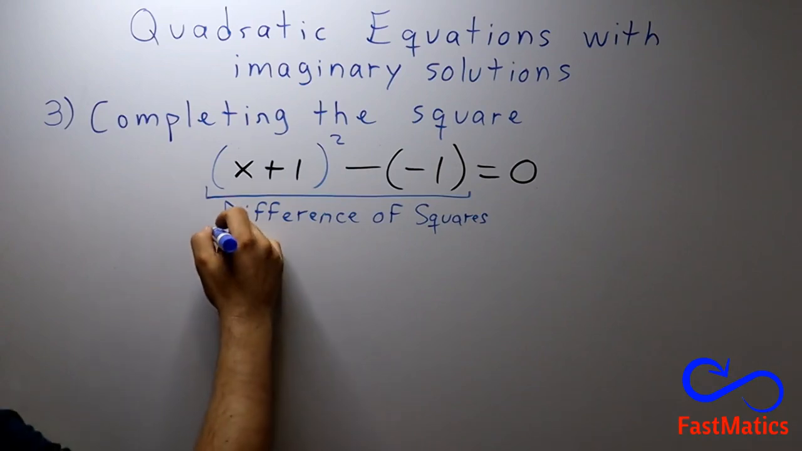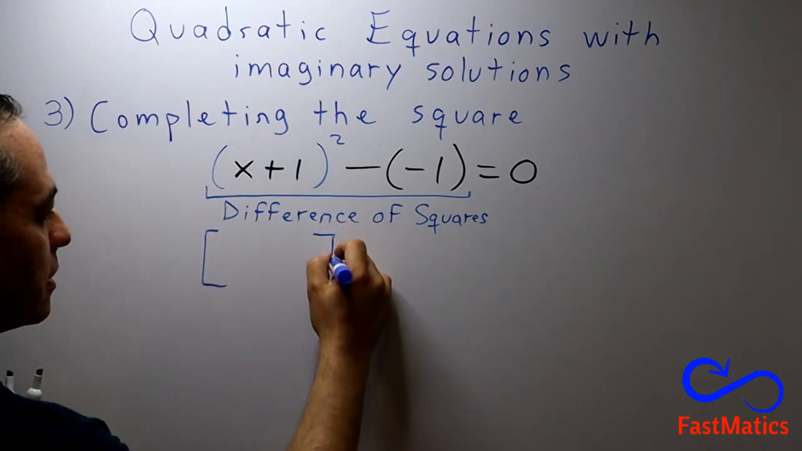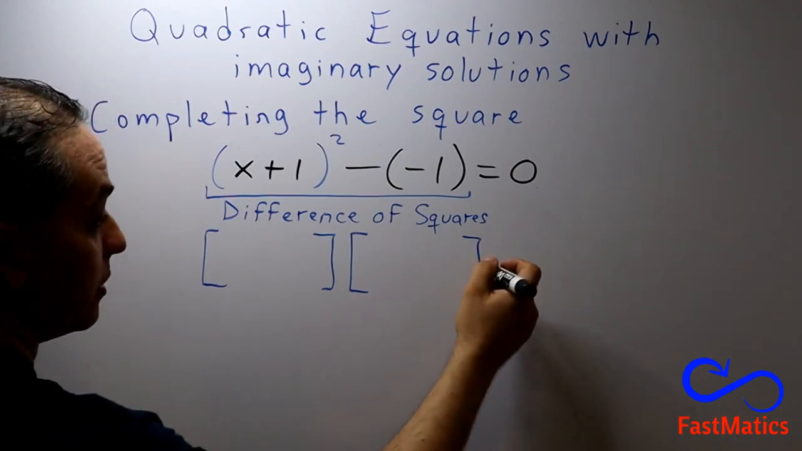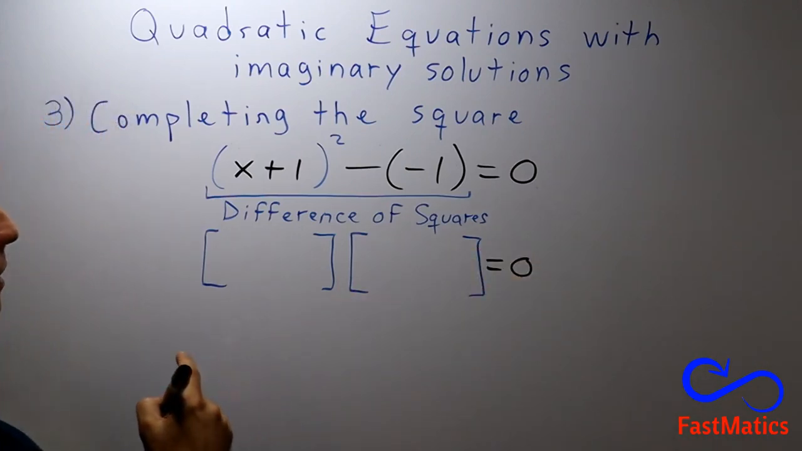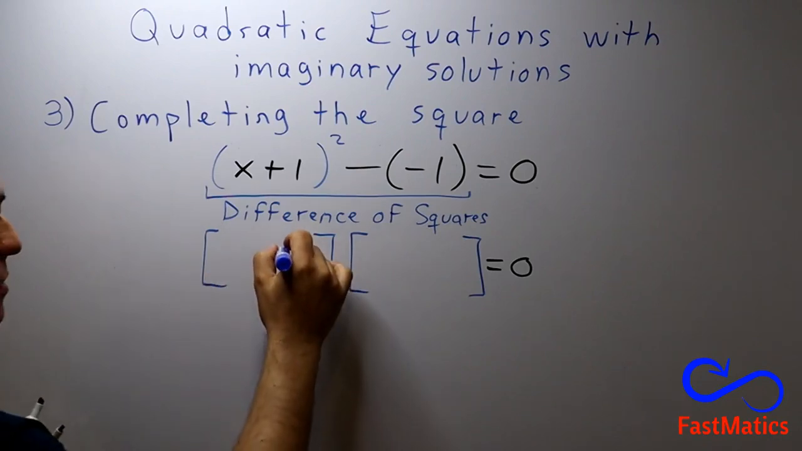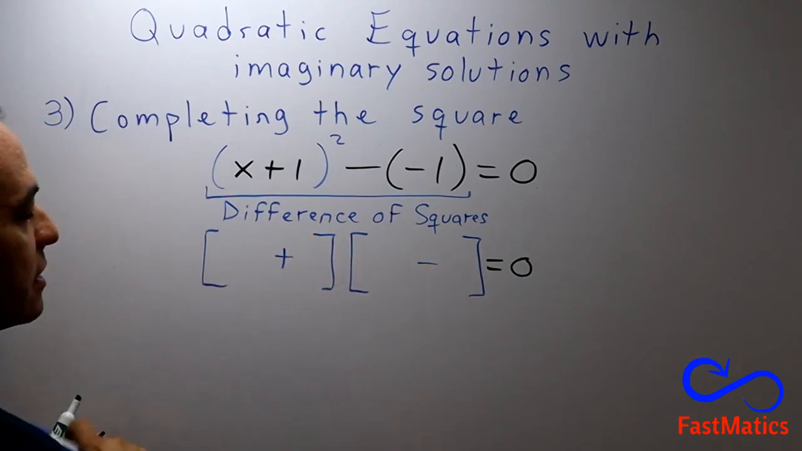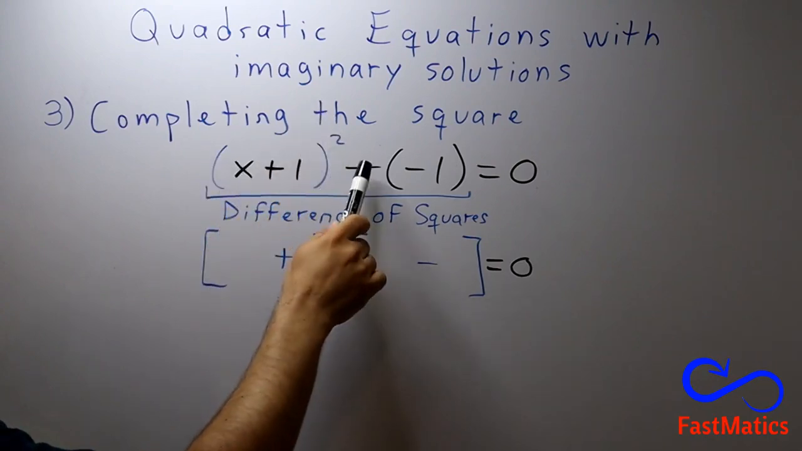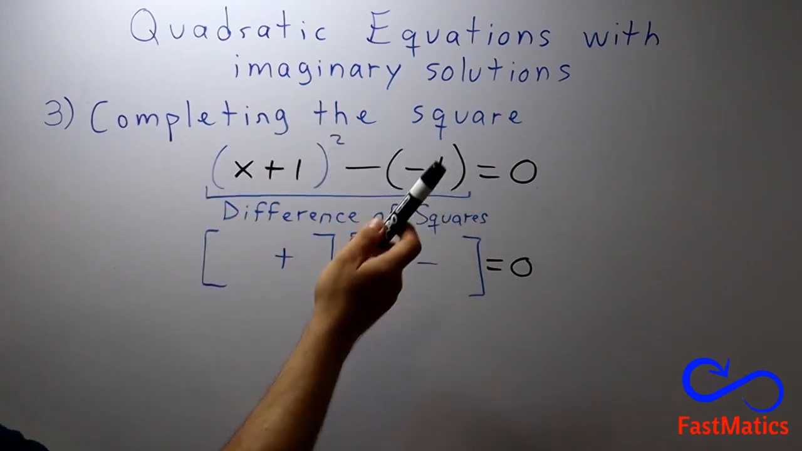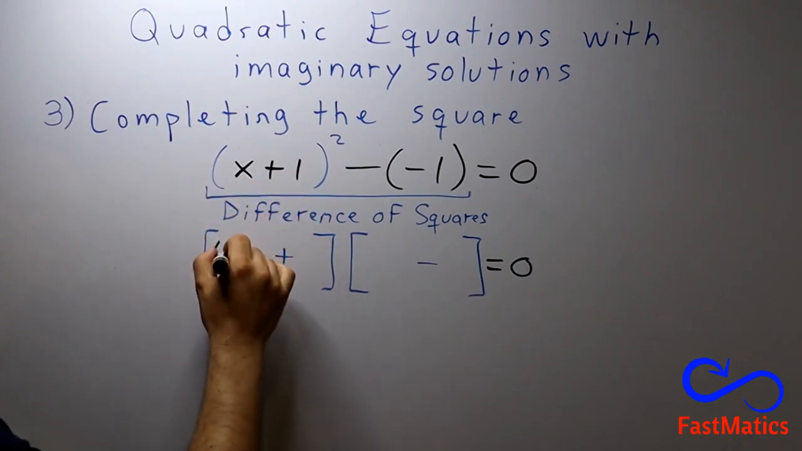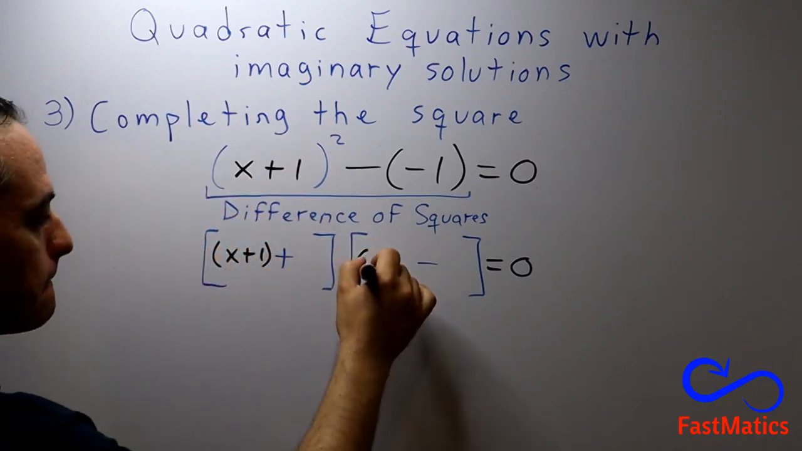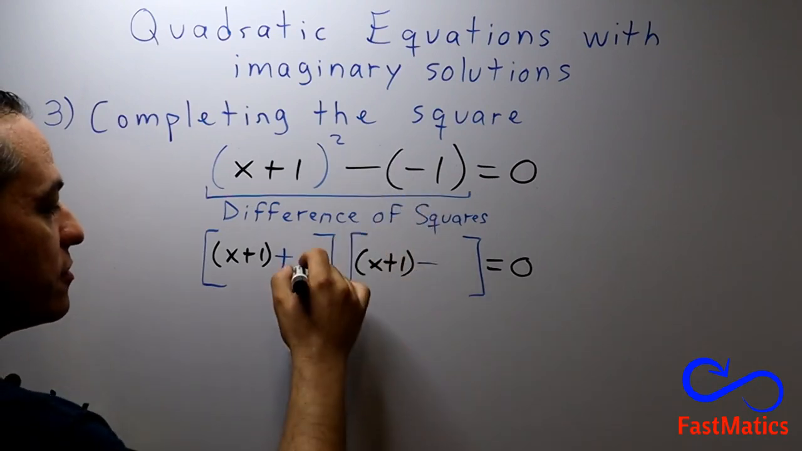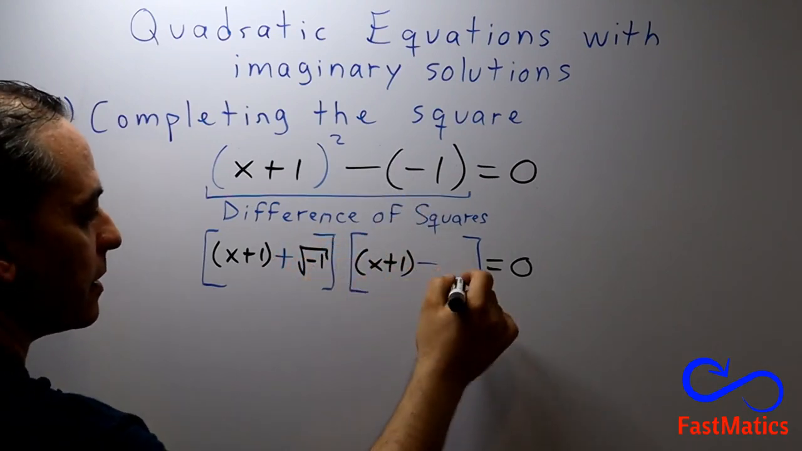So, how do we solve a difference of squares? We put brackets or parentheses, no matter, one with a positive sign, one with a negative sign, and you calculate the square root of the first term separated by a negative sign of the second term. So the square root of the first term here and the square root of the second term.